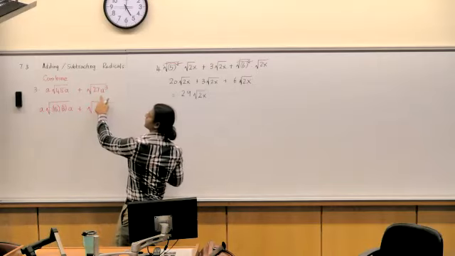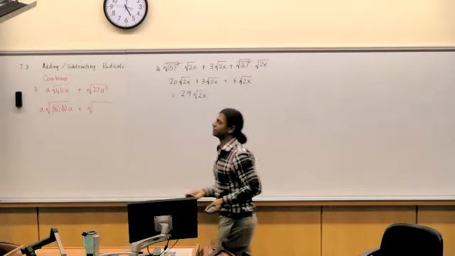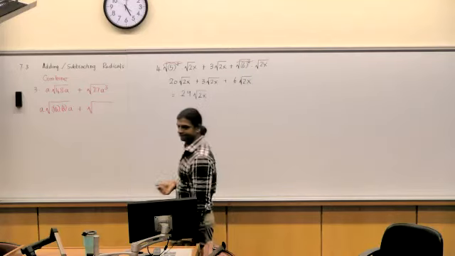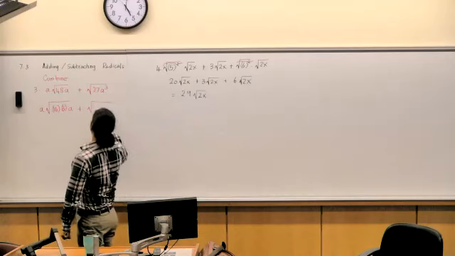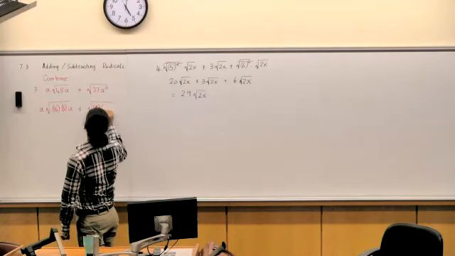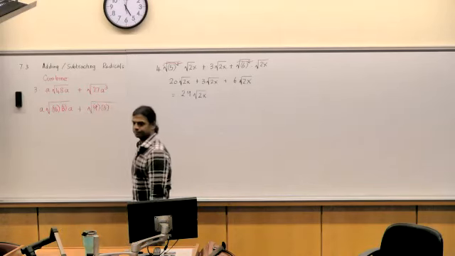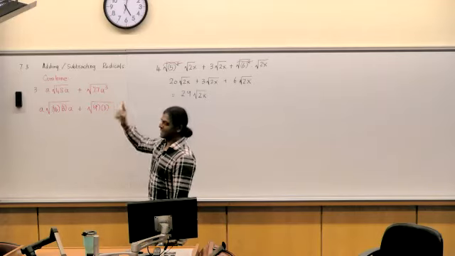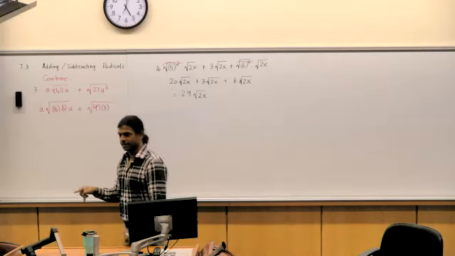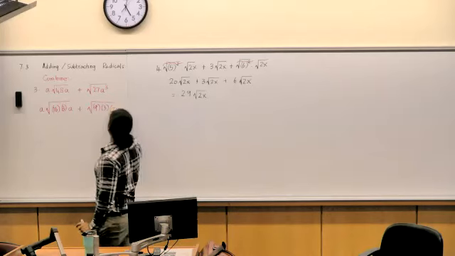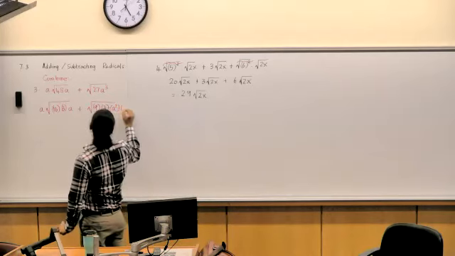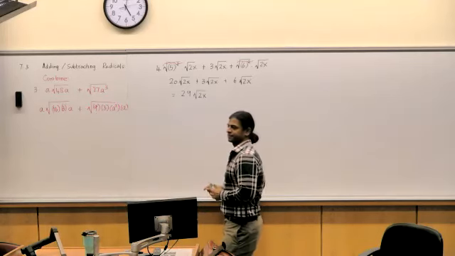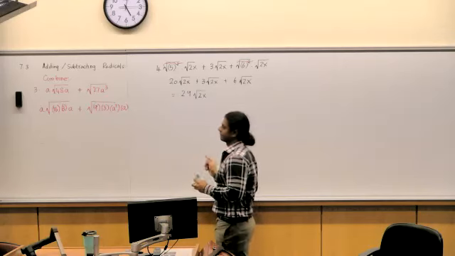I want to write 27 in terms of a perfect square. So what should it be? 3 and 9, so 9 times 3. Yes. A cubed, I can write it in terms of a squared. A squared times a. Yes.